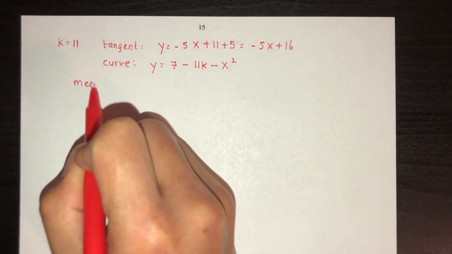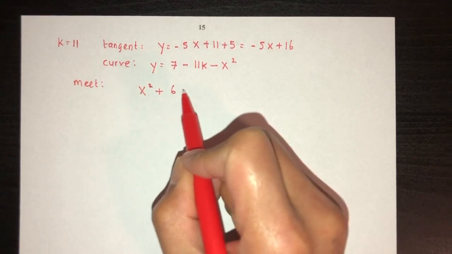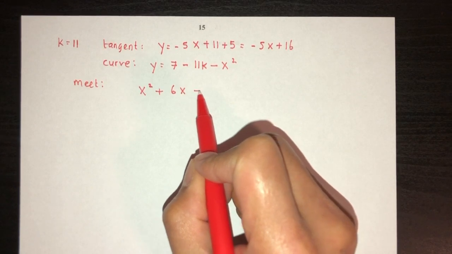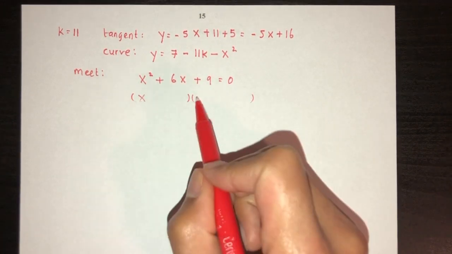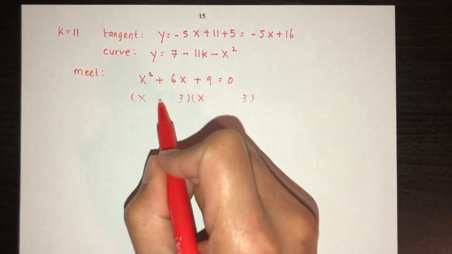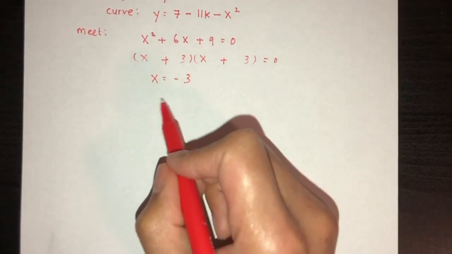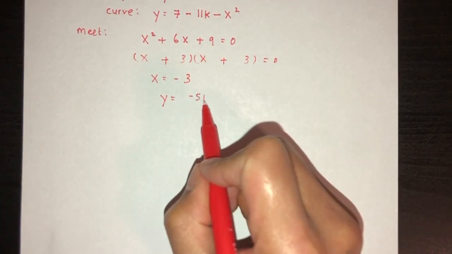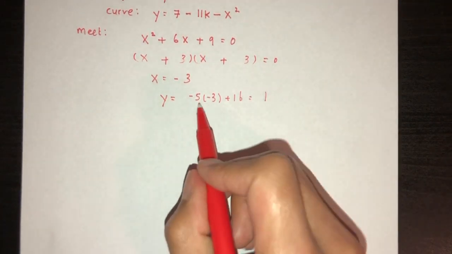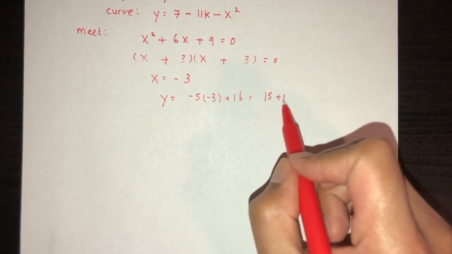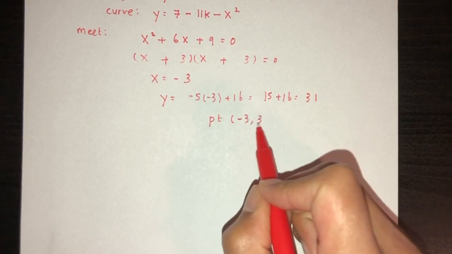Now they will meet according to the equation x squared, then we have to plus k minus 5 is 6x, and then k minus 2 will be plus 9 is equal to 0. Factorize, you will have x times x, and 9 is 3 times 3, plus will give you the value of 6. So x will have to be minus 3. And what is the value of y? Y will be minus 5 times minus 3 plus 16, that will be 1. No, that is not 1 actually, because here you will have 15 plus 16, that will give you 31. So the point where they meet will be minus 3 and 31.